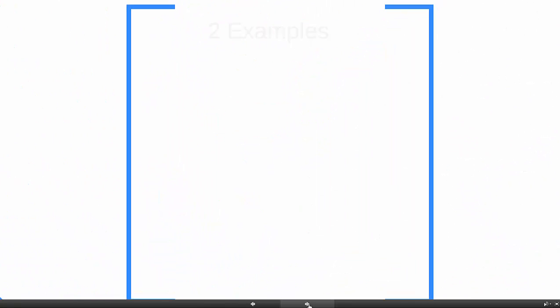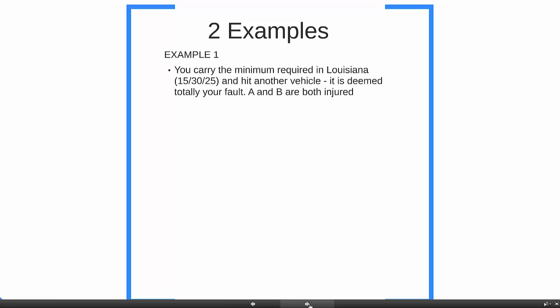Let's look at an interpretation of how those would work. So say, for example, that you are carrying the minimum required in Louisiana, 15, 30, 25, and you hit another vehicle, and it's deemed your fault. A and B, maybe Alice and Bill, are both injured in the accident. And keep in mind that Alice and Bill don't actually have to be in a different vehicle. They could be in your car, or they could even be pedestrians hit by your car.